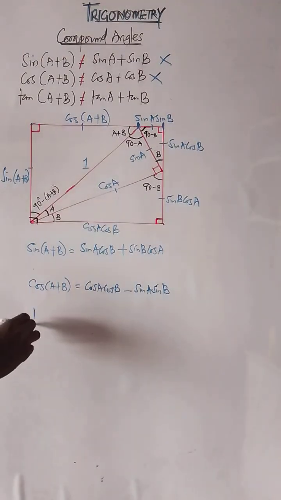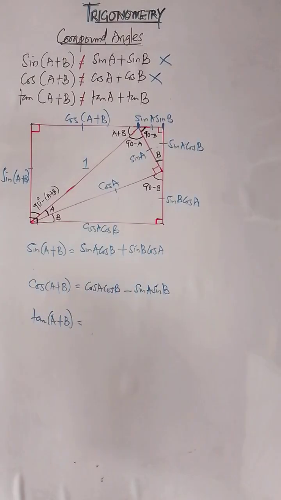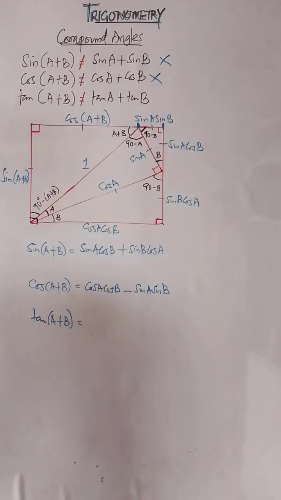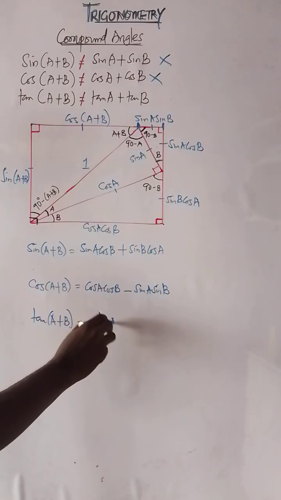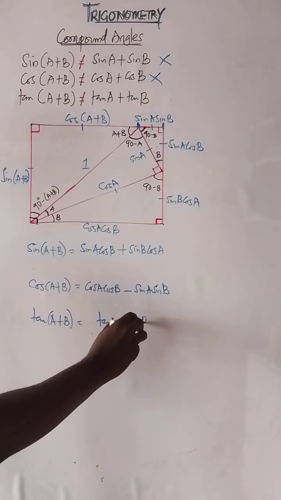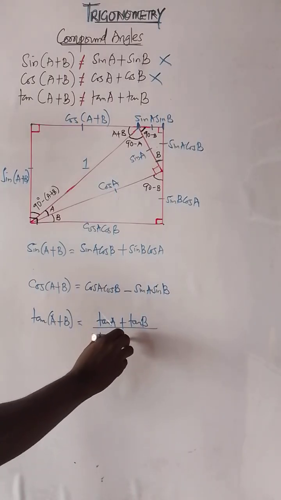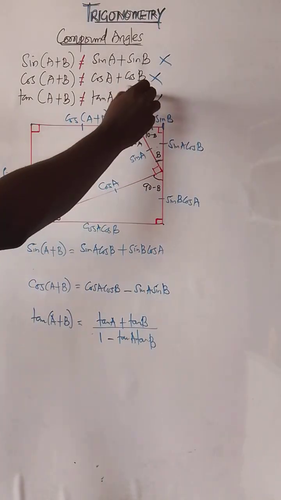What about tan(A plus B)? Anytime you have sin and cos, you can always get tan. What are we going to do here? We divide this by this. After that, we can rationalize by multiplying numerator and denominator by cos A cos B plus sin A sin B. And from there, we are going to have something beautiful. At the end of the day, after simplification, we are going to have this to be tan A plus tan B divided by 1 minus tan A tan B. So this is wrong. This is the correct one.